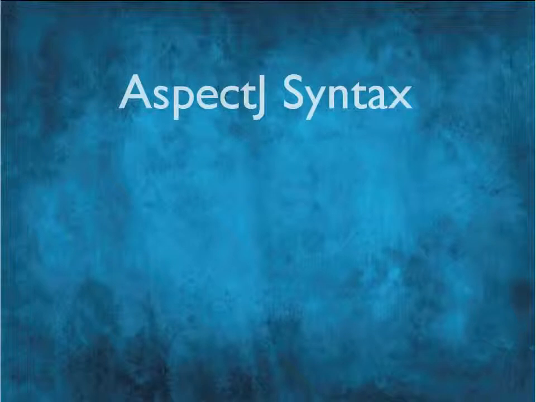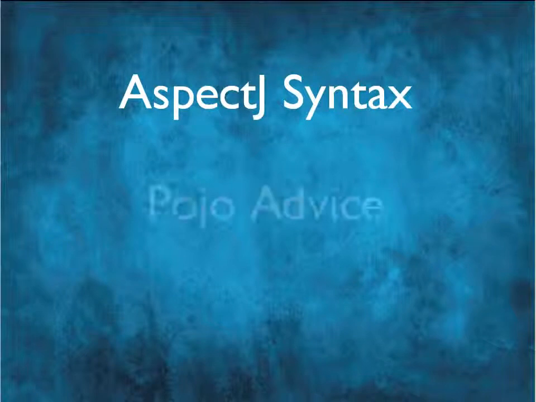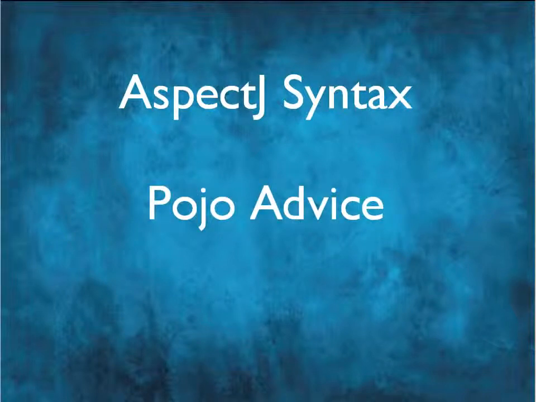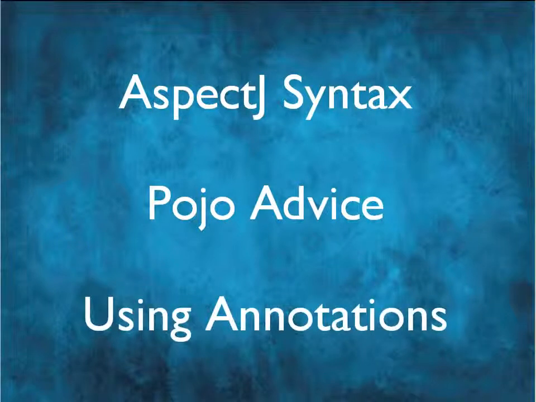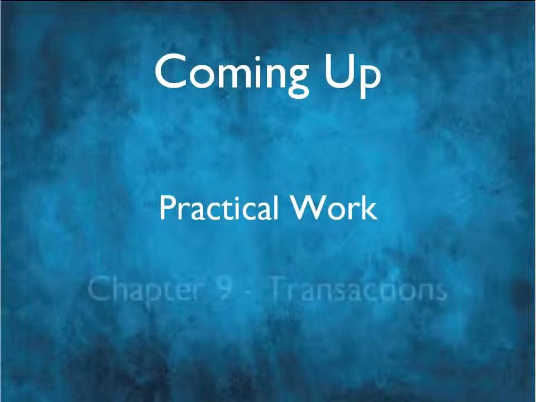In this chapter, we've seen how Spring 2's AOP support has been dramatically improved. Using the AspectJ syntax, we can define pointcuts far more effectively than before. Also, we can write our advice in the form of plain old Java objects without the need for lots of complicated XML configuration. And finally, you can also specify your advice using annotations, which almost completely cuts out the XML. And you'll be practicing with all of these features in the practical work. In the next chapter, we'll be showing you how AOP is used to support automatic transaction management. We'll see you then.